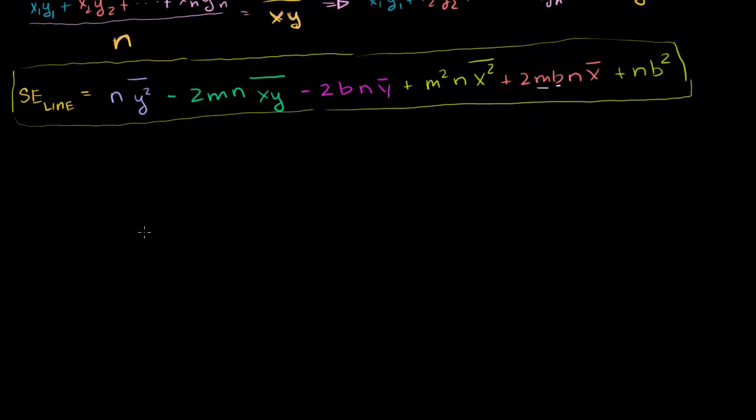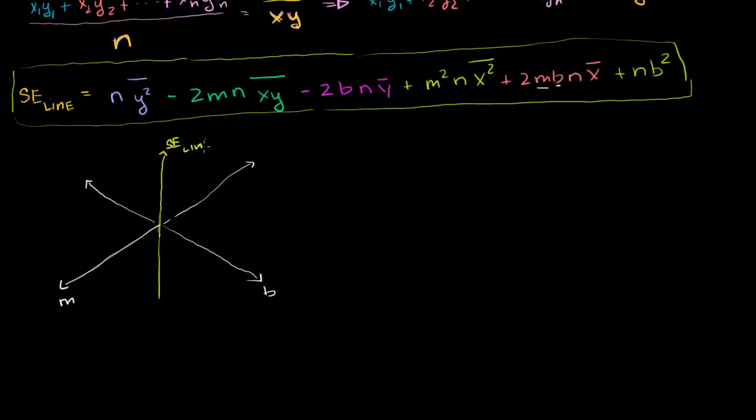So you can imagine this right here is the m axis. This right here is the b axis. Let me continue the m axis, and let me continue the b axis. And then you can imagine the vertical axis here to be the squared error. This is the squared error of the line.